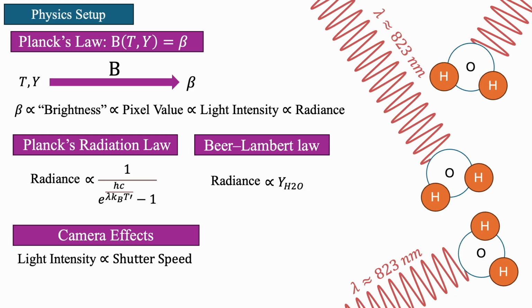To answer this question, we need to look at what we are actually seeing. The light emitted is near-infrared light at a band of 823 nanometers, which is being emitted by the hot water vapor. We know that the hot water vapor's light intensity, or radiance, is proportional to 1 over the exponential of 1 over our temperature, minus 1. We also know from Beer-Lambert's law that the radiance is proportional to the concentration of the water vapor. Together, the temperature and water concentration give us a function that allows us to map a temperature and concentration profile to brightness.